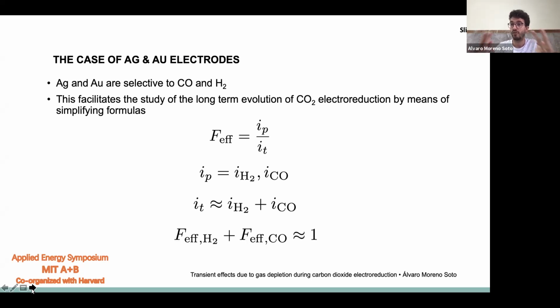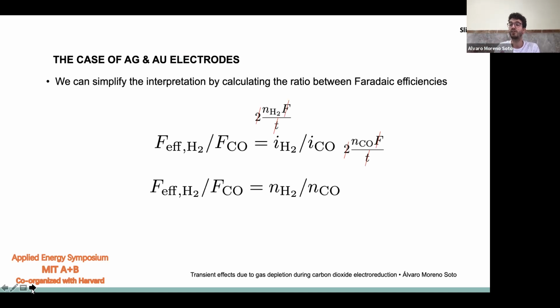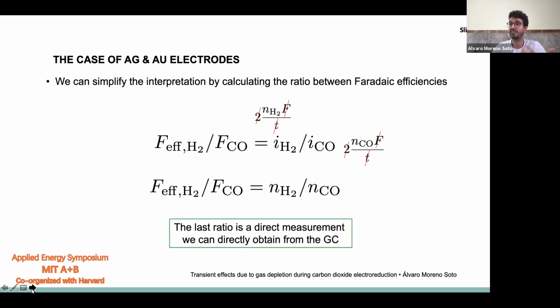So the summation of the two Faraday efficiencies should be close to 1. If we divide those two Faraday efficiencies, that's equivalent to a division of the two partial currents, which according to Faraday's law can be simplified to a ratio of the two molar concentrations. That is a measurement we can directly obtain from the GC, the gas chromatograph. So this is a very nice way to obtain fast results to see the overall chemical efficiency of our reaction. And these are the results.